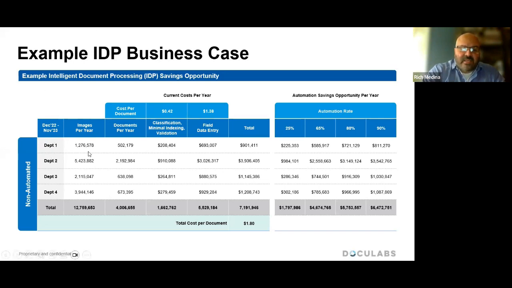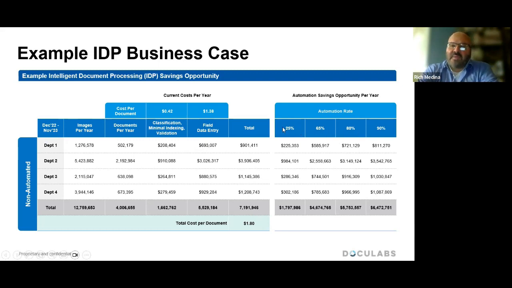4 lines of business and the number of images, and thus documents per year, that they're shooting, and that's the cost per document, and how much it costs for doing classification and basic minimal document tagging and validation, versus also more complex. We're doing 20 fields from these documents and pulling the address and all that stuff off, and the cost for each of that, about $1.80 per document.